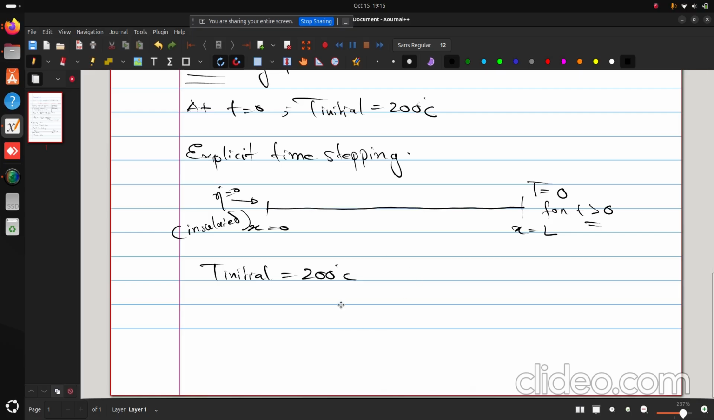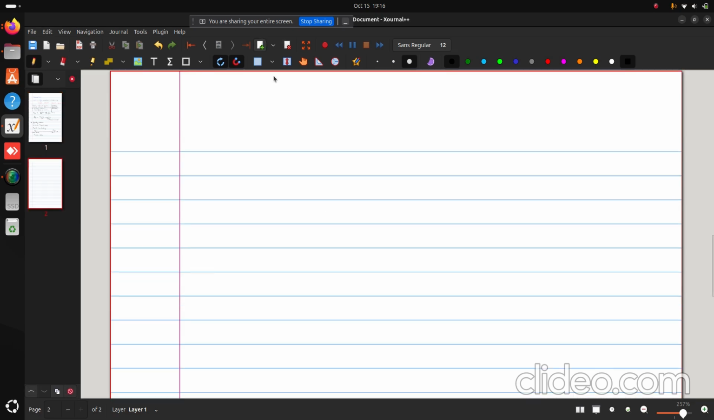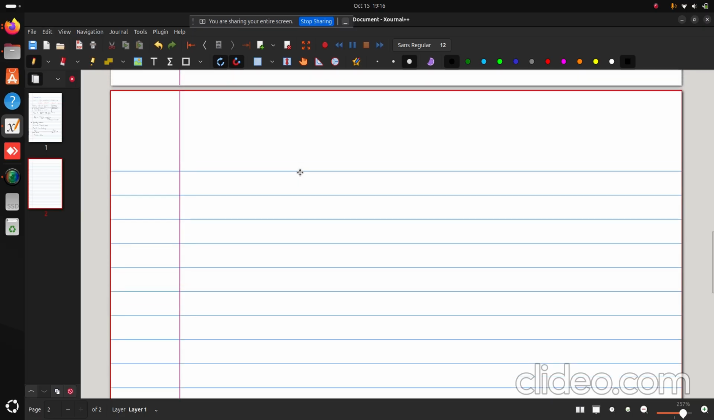So what will be our governing equations? The governing equation will be just the 1D transient heat conduction equation. Let's write it down. It is rho c dou T by dt. Okay, I have already written it down. So at the boundaries, the initial condition is there, but what are the boundary conditions?